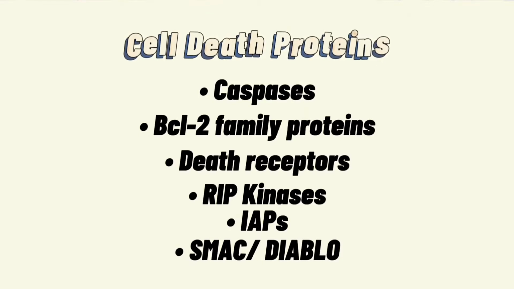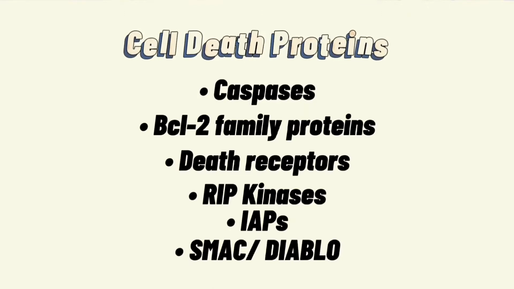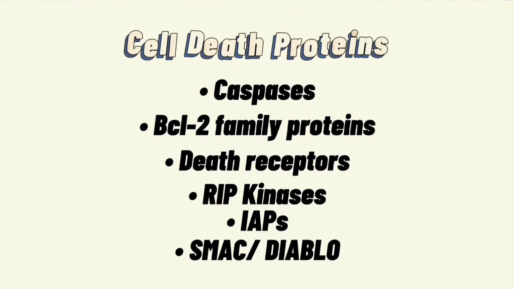BCL2 family proteins interact with each other to determine whether a cell will undergo apoptosis or stay alive. Some BCL2 family proteins promote survival and block apoptosis. Others trigger apoptosis. RIP1 kinase and RIP3 kinase are two proteins that trigger necroptosis. IAPs, or inhibitor of apoptosis proteins, can prevent cell death by blocking several cell death proteins, including caspases and RIP1 kinase.